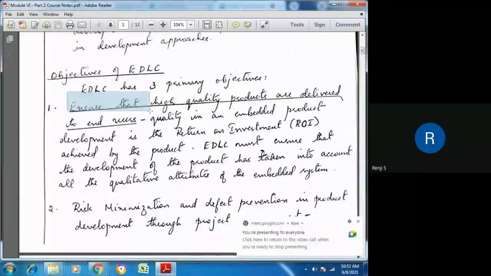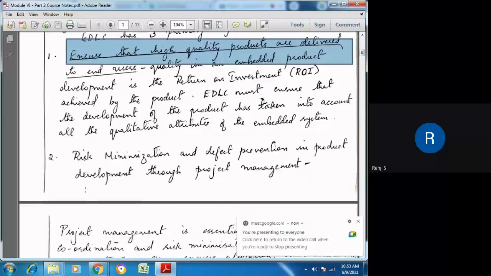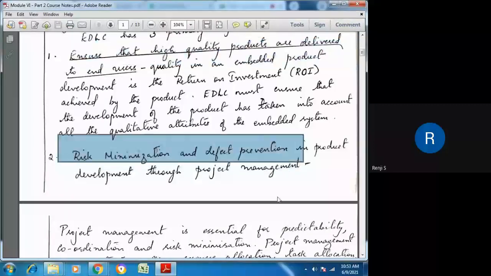First objective, once more, is to ensure that high quality products are delivered to end users. Okay, Amrita, delivery of high quality products in general. If we summarize as a single point, the first objective of EDLC is that we have to ensure that high quality products are delivered to end users. Now, the second objective is risk minimization and defect prevention. When we follow the EDLC approach, it is a good way to minimize risk and prevent defects.